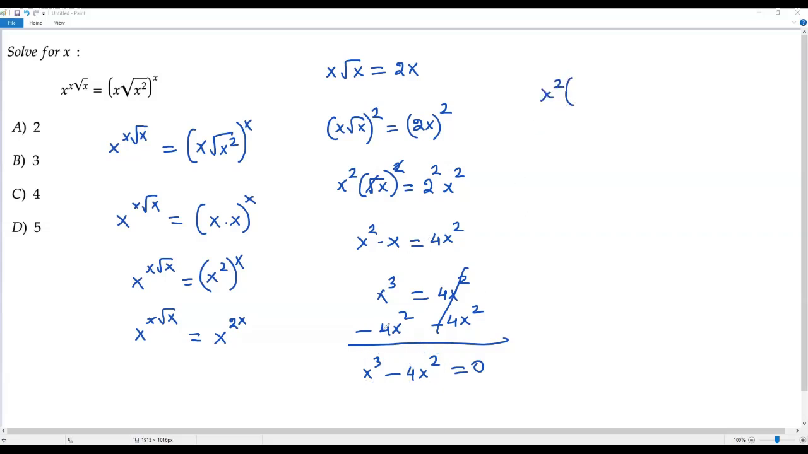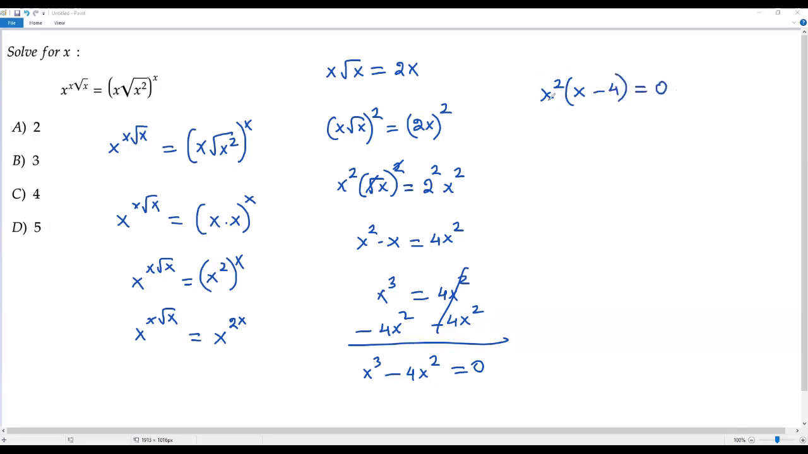Once x squared is factored out, what do we have inside the parenthesis? To know that, I have to divide the terms over here by the one I factored. When I divide x cubed by x squared, I'm just getting x, because x cubed divided by x squared will result in just x. Now when I divide negative 4x squared by x squared, I'm getting negative 4, equals 0.